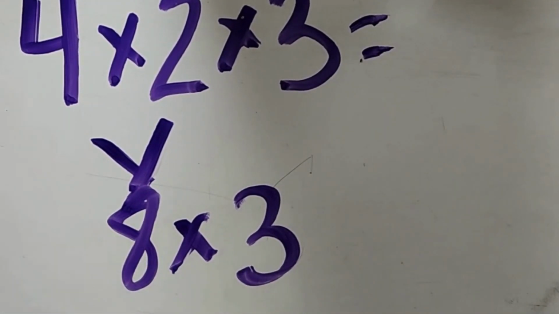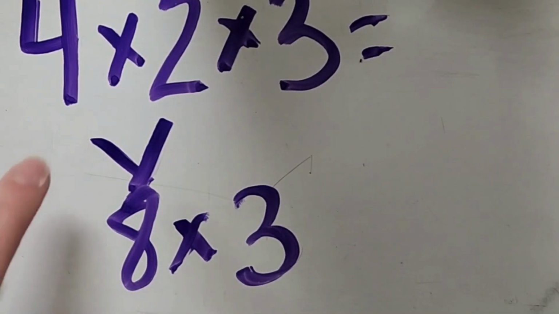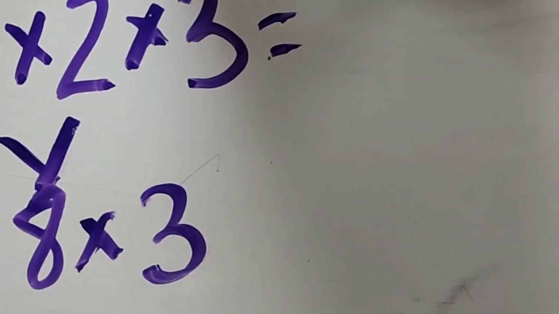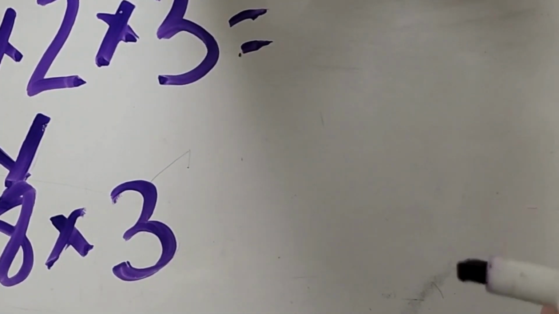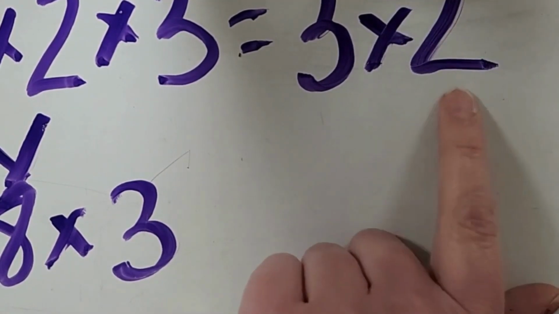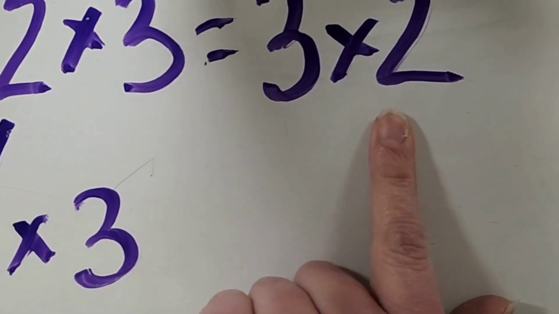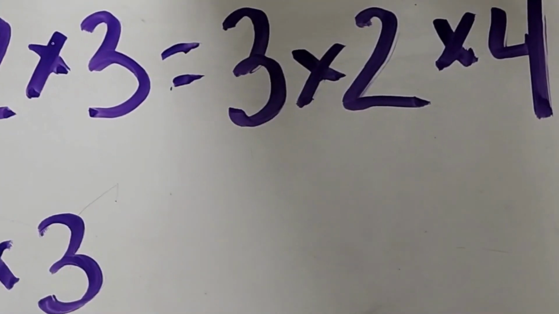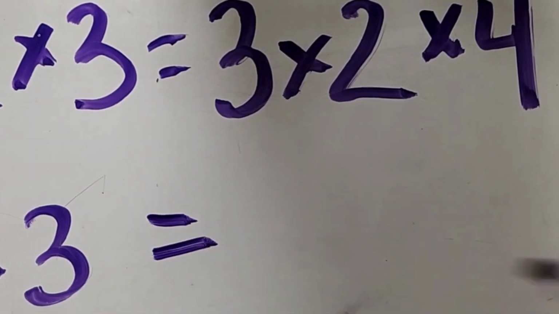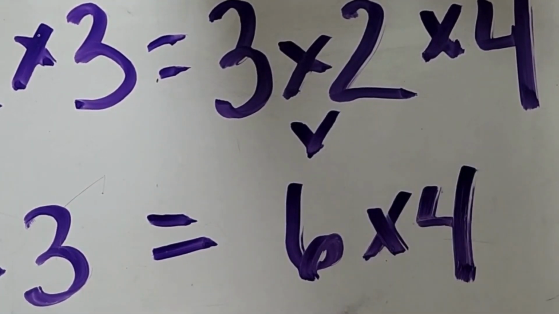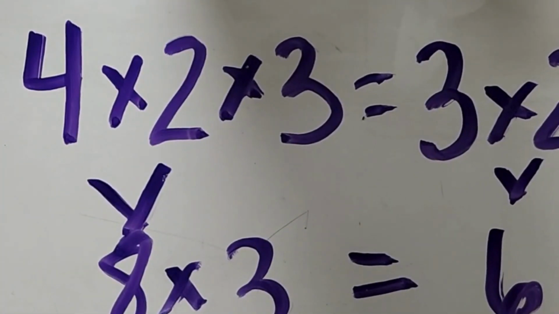But I can think about my model in a different way. Instead of starting with the rectangles and the squares, I'm going to start with the chocolate chips, just like I did last time. I have 3 chocolate chips on each of my rectangles, and I have 2 rectangles per square. Now I have 4 squares, and so I can multiply these numbers in a different order, and I'm going to get to the same result. 3 times 2 is 6, and 6 times 4 is also 24, just as 8 times 3 is.